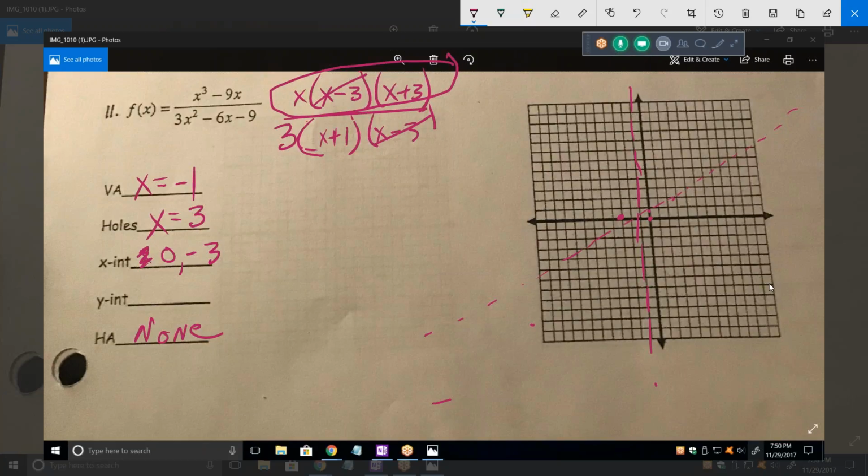Would it just be 0? In other words, when I substitute 0 for x, the numerator is 0. That's my y-intercept. That's 0. So it's that same point as my x-intercept. That's pretty good. I'm pretty certain that my curve has to look like this because I know which side it is on.